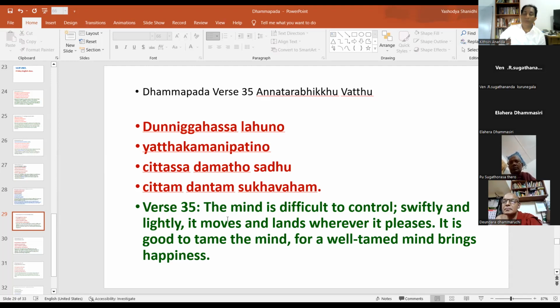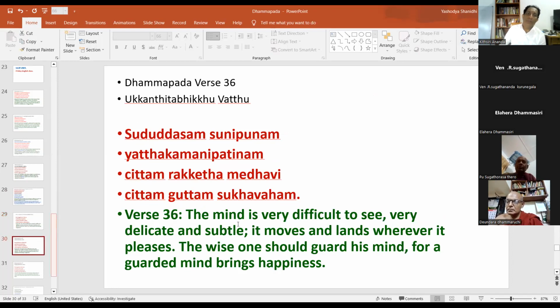It is important to conquer, to conquer the mind. Ittandantan sukava, a conquered mind, disciplined mind, tame mind brings happiness to the individual. Sududdasang sunipunang yattakama nipatanang chittang rakketa medhavi chittang guttang sukavahan.